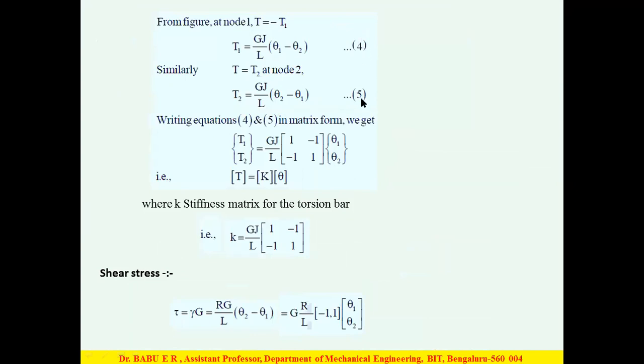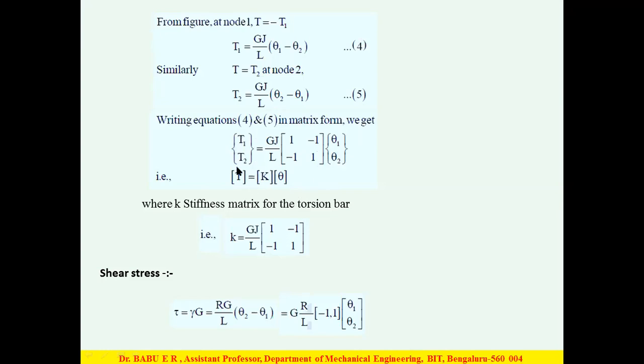Now I will write equations 4 and 5 in matrix form. So T1, T2 equals GJ by L, which is constant. I will remove theta 1 and theta 2. If you remove theta 1 and theta 2 here, you will get 1, minus 1. Here, you will get minus 1, 1. So we get the matrix 1, minus 1, minus 1, 1 into theta 1, theta 2.